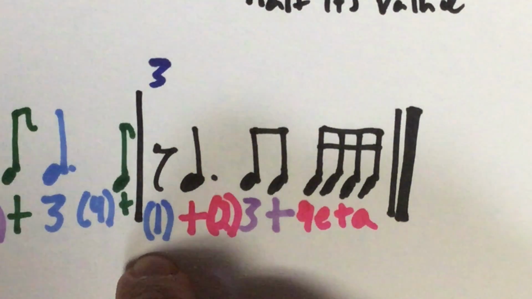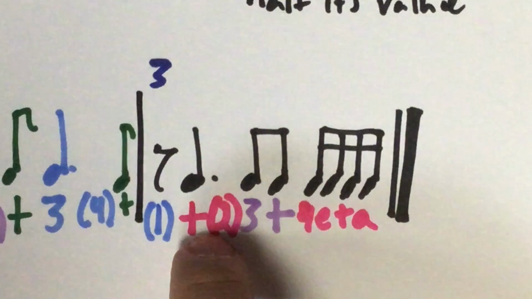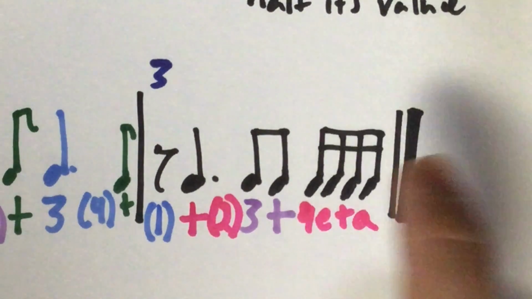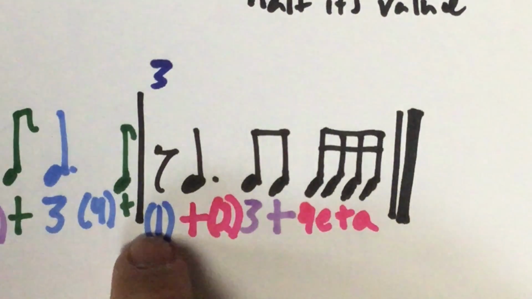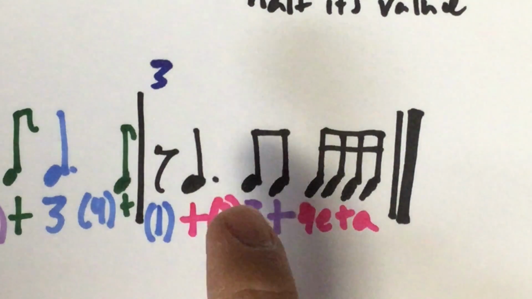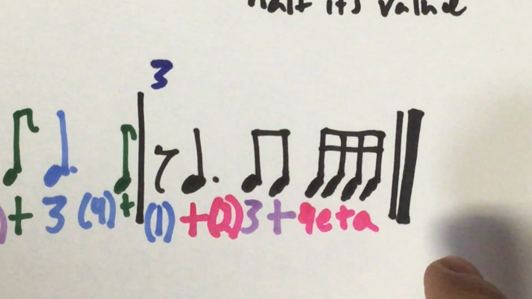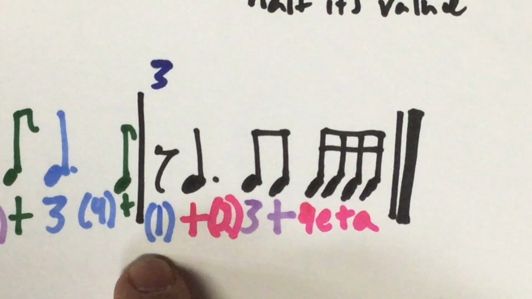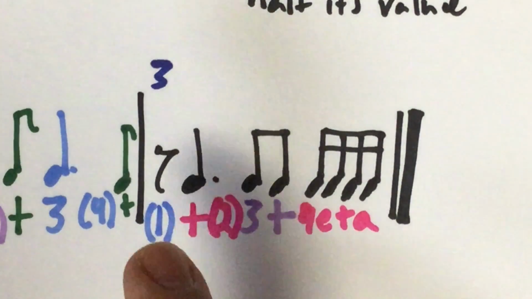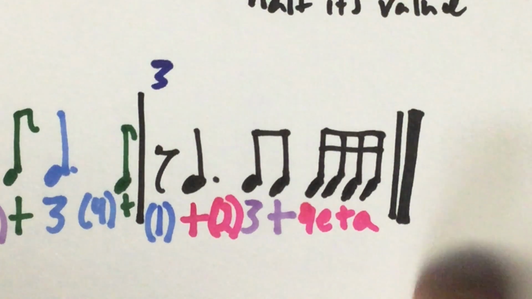1, 2, set, and count. And 3, and 4, and. Let's try that again. 2, set, and count. And 3, and 4, and. One more time. 2, set, and count. And 3, and 4, and.